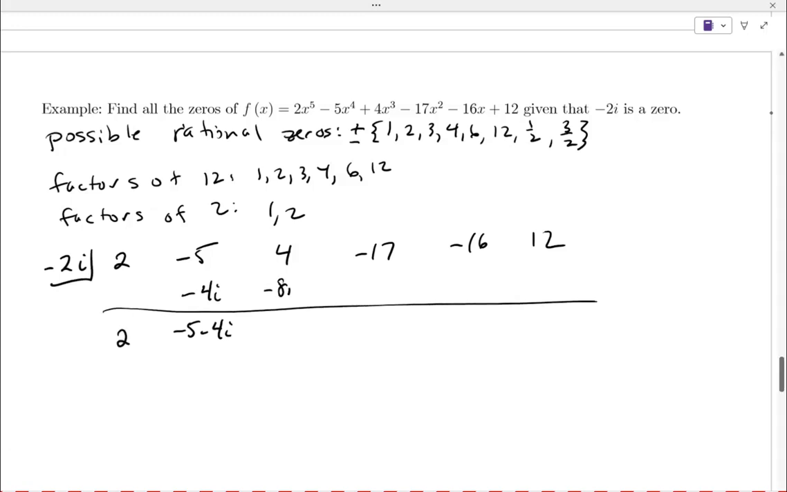Yeah, negative 8 plus 10i. So again, the negative 8 comes from negative 2i times negative 4i gives you positive 8i squared. i squared is negative 1, so it makes it negative 8. And then negative 5 times negative 2i is plus 10i. Add down, we get, good.